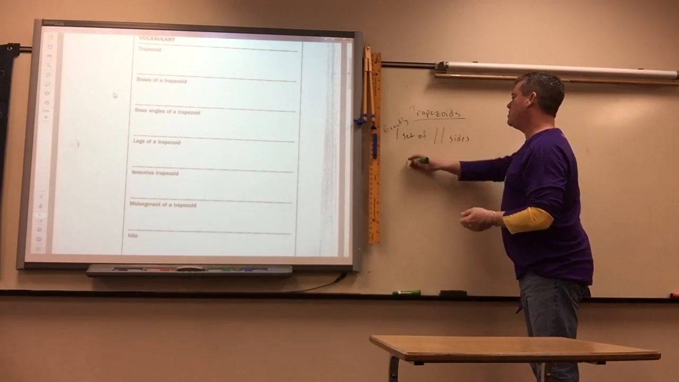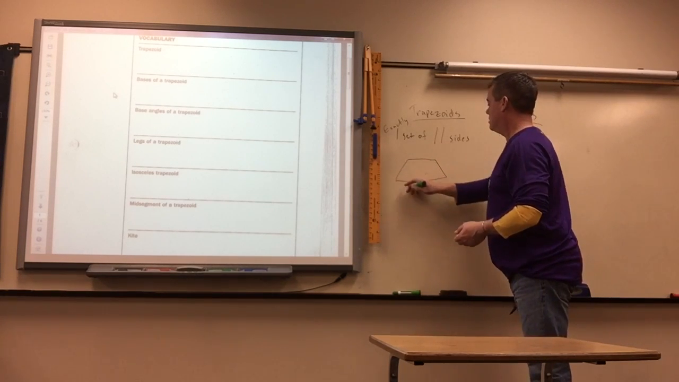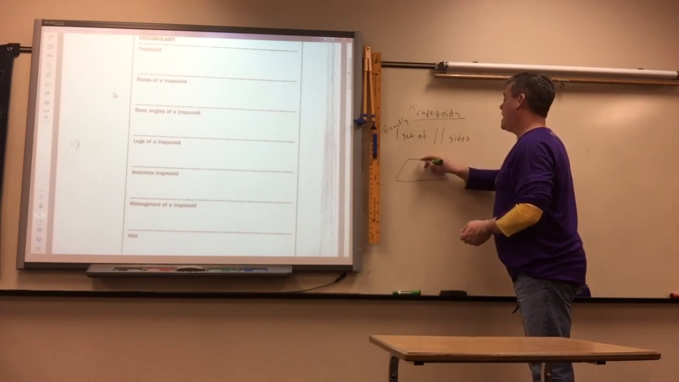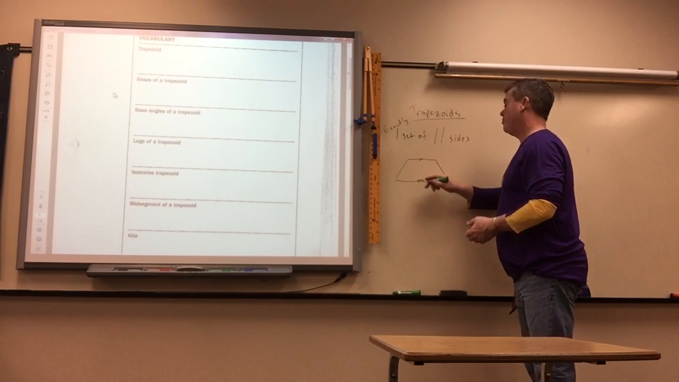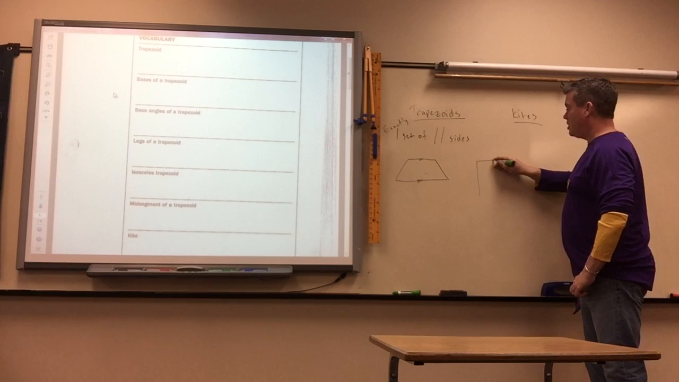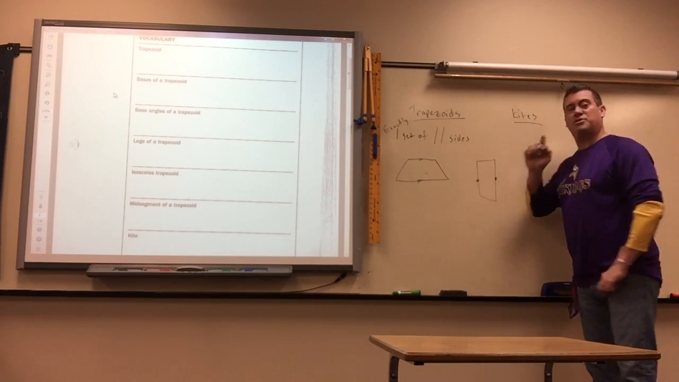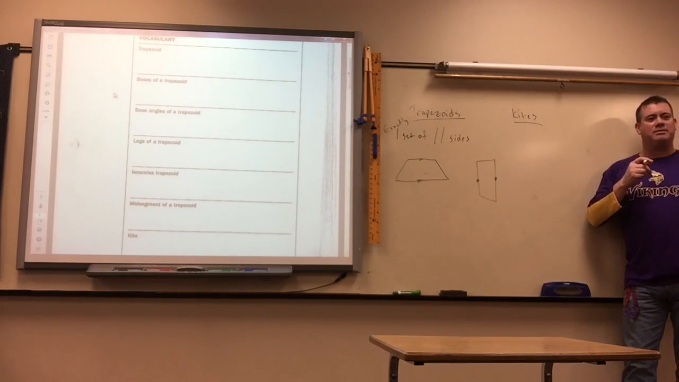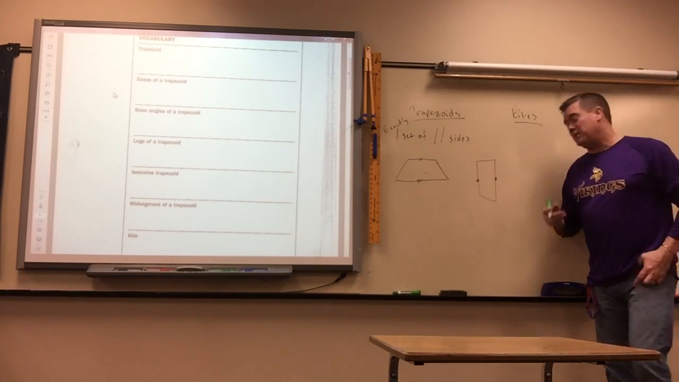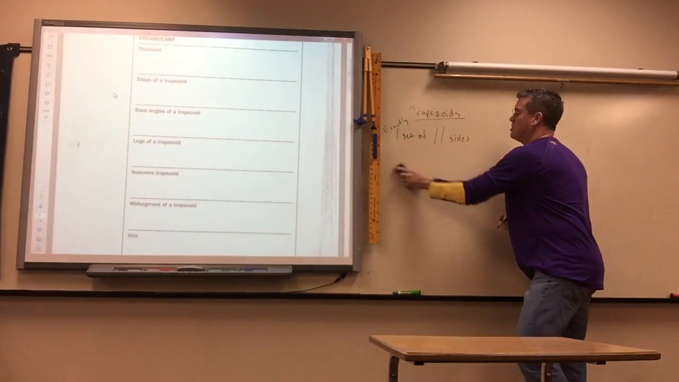So trapezoids, the most common one looks like this. I didn't draw a straight line. That is parallel to that. So remember, sometimes trapezoids can be up and down like this, if that's parallel to that. It's just if they've got one set of sides, Micah, that are parallel, it's a trapezoid. Now the things we're going to mostly be dealing with though are isosceles trapezoids.